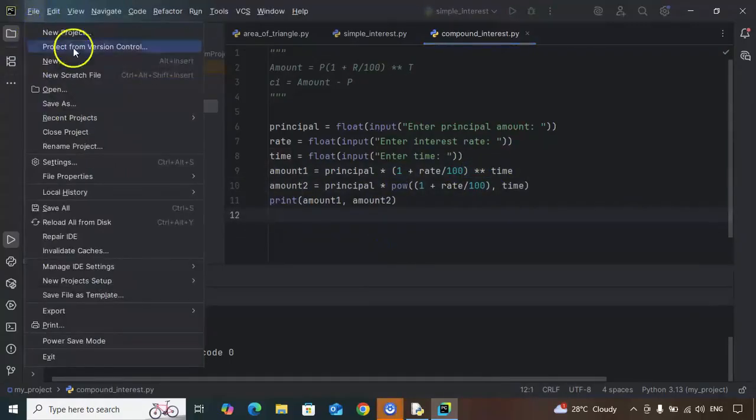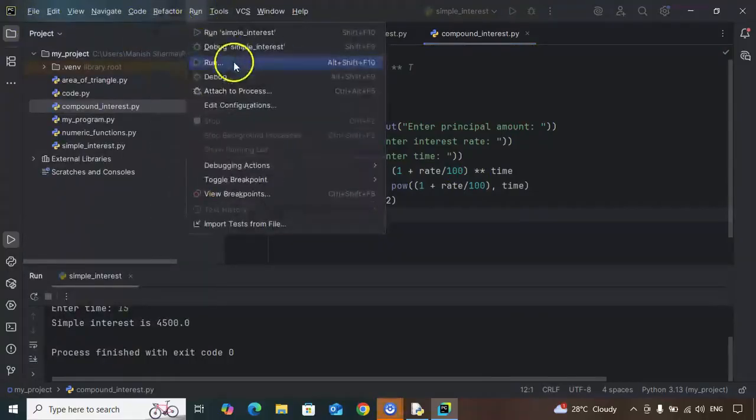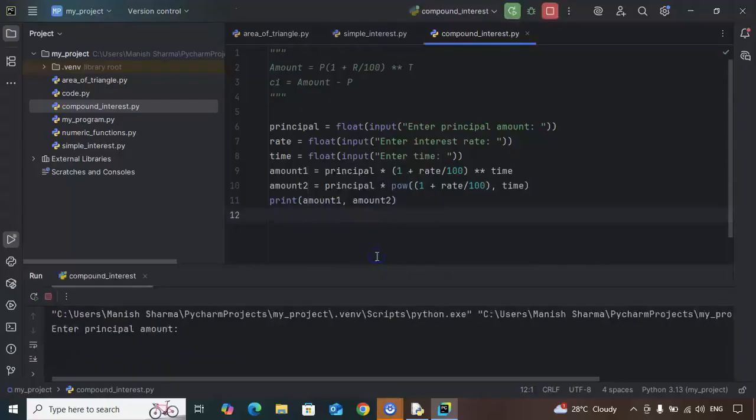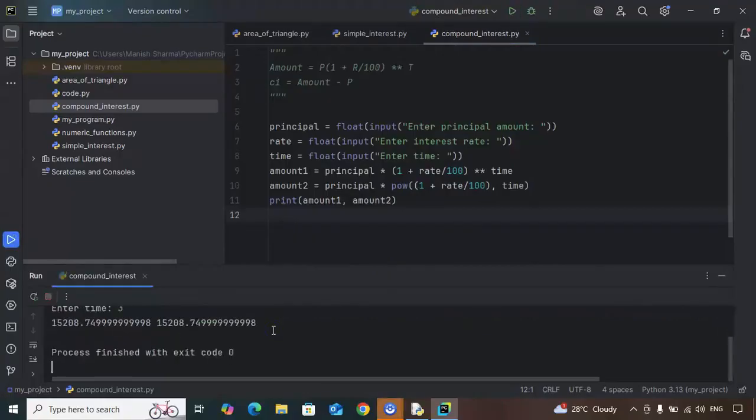Go here, run, compound interest. Principal is again, let's say 10,000. Rate is, let's say, 15, times 3. Compound interest is this, right? See, 15208.7999 and so on, right? Both are the same output.